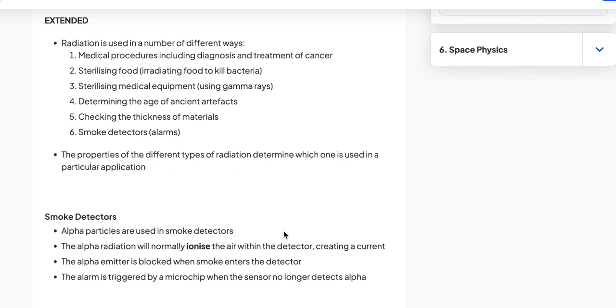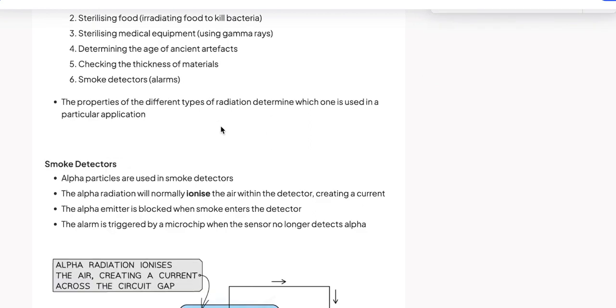Then it can also be used for checking the thickness of material. We've talked about this. Beta radiation is specifically good for maintaining and checking the thickness of paper and other material. They can also be used as smoke detectors and alarm systems, and in this case it's alpha that we normally use for smoke detection. All the properties that we've talked about of the different types of radiation help to determine which one is used in a particular application.